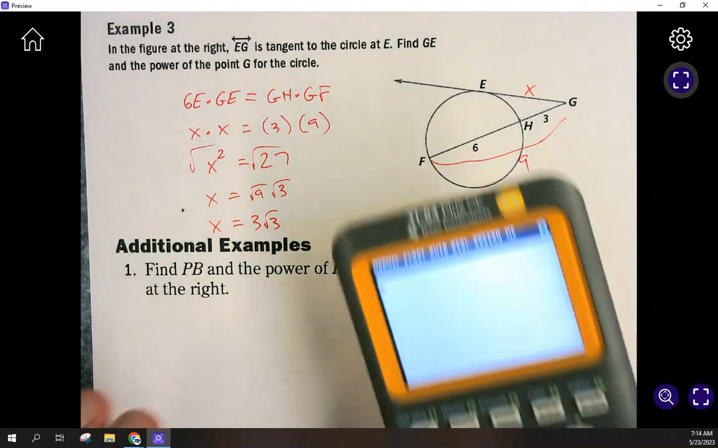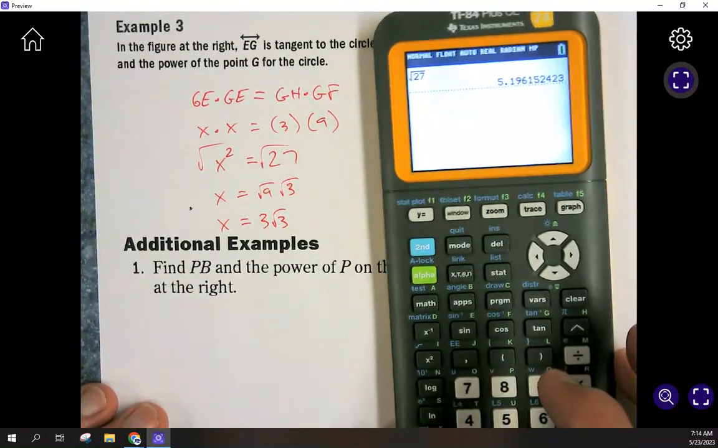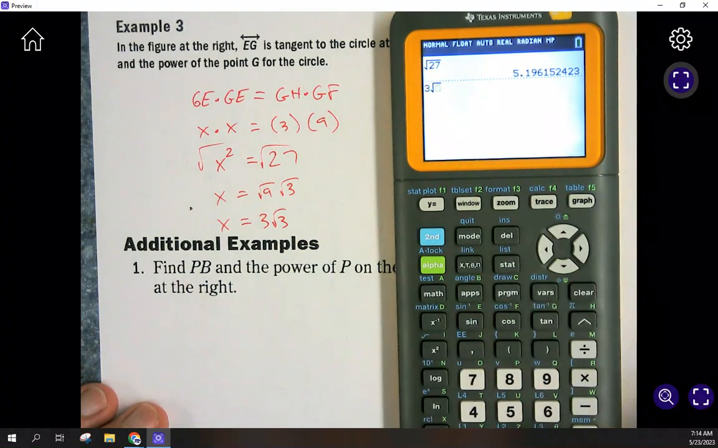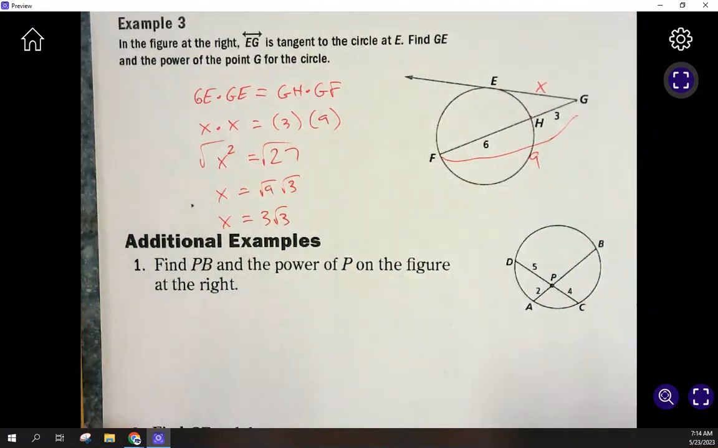We've done a lot of these this year, but just a reminder, you can always double check yourself. Square root of 27 equals this. So if I do 3 radical 3, what I believe the simplified version is, I should get the same answer. If I don't, then I know I didn't simplify correctly. So I know I'm good right here.